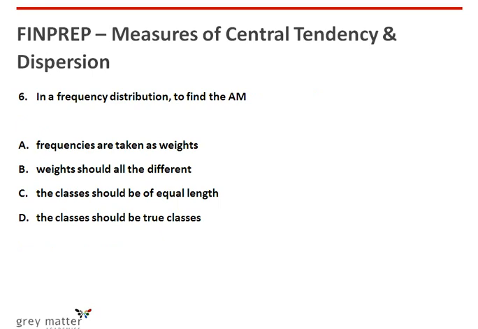Moving on to the sixth question: in a frequency distribution, to find the AM, it is option C, which says the classes, sorry, it is option A, which says frequencies are taken or considered as weights. This is based on the method of construction of arithmetic mean. So the answer is option A, which is nothing but frequencies are taken as weights.